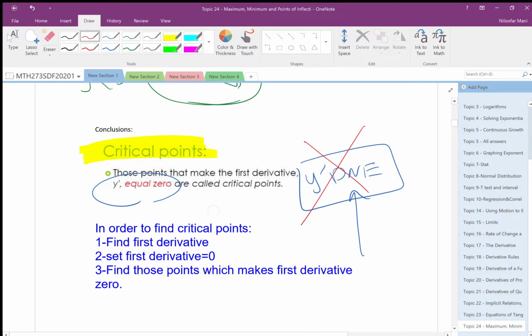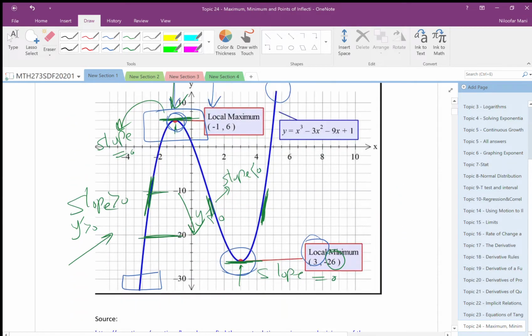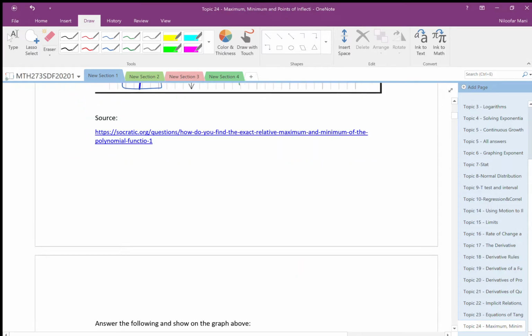If I tell you I want you to find critical points for me, you have to take the first derivative, set it equal to 0, and find those points that make the first derivative equal 0. And then you are done. You can give me critical points. But make sure to find y as well, because if you find x, that's not enough. Look at this. If I just say my point here is x equal -1, it's not my point. My point is this one: x equal -1 and y equal 6. This is my point, the red point. So I have to mention x and y.